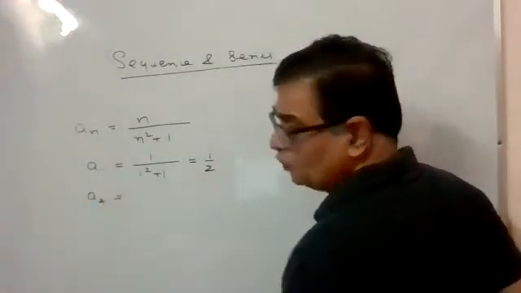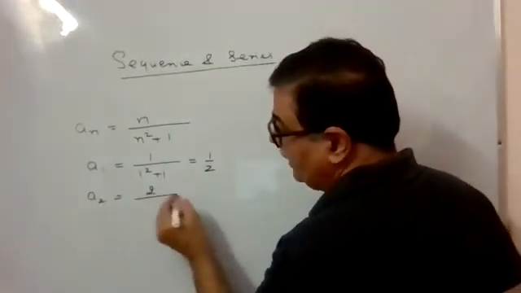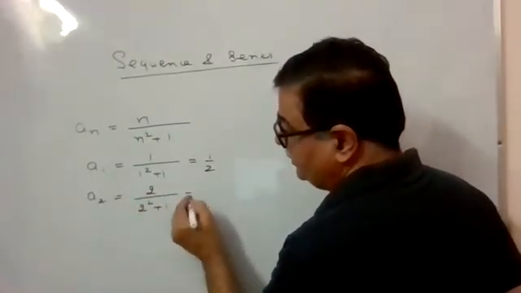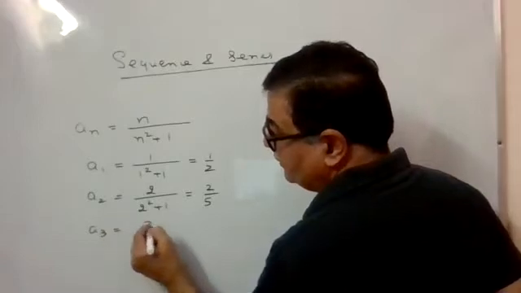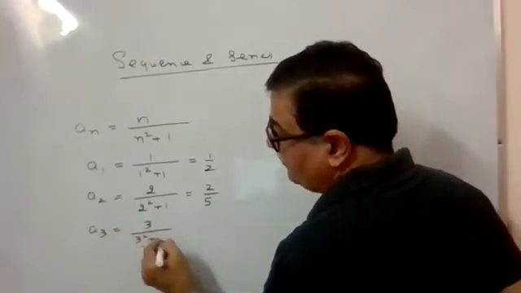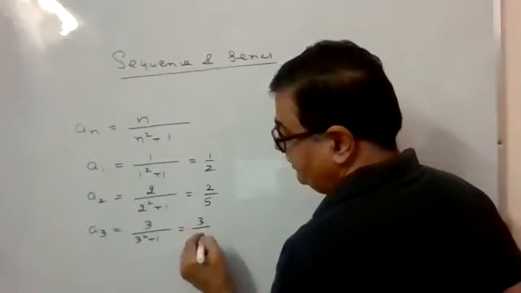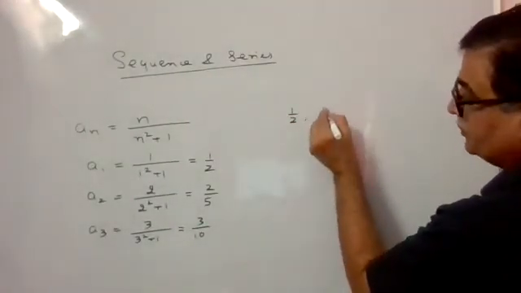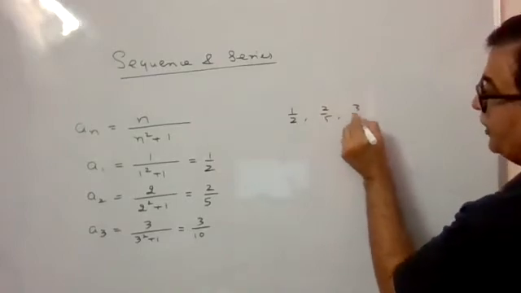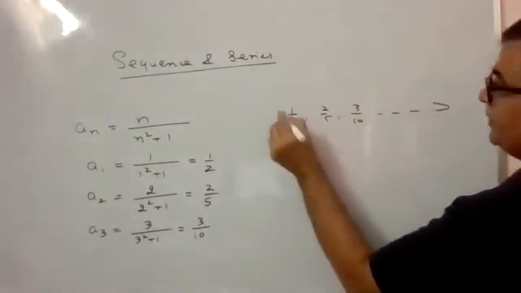Then I go for n equal to 2. यहाँ क्या आएगा, 2 square plus 1. कितना आया, 2 by 5. Then we put n as 3. So 3 by 10, 3 square plus 1 is 10. So what is the sequence here? It will be 1 by 2, 2 by 5, 3 by 10. This is the sequence.